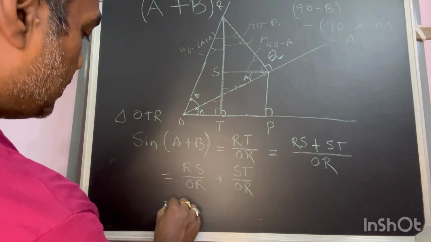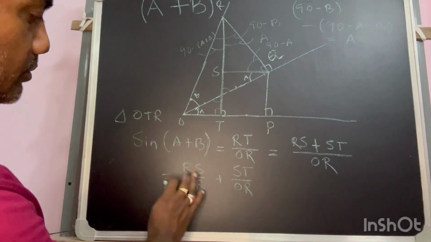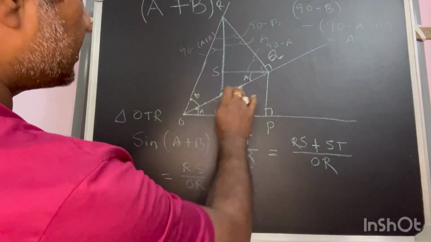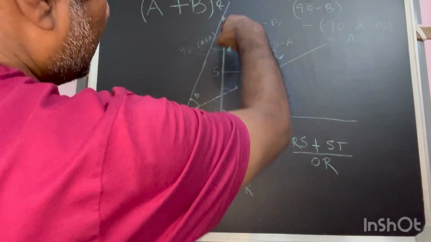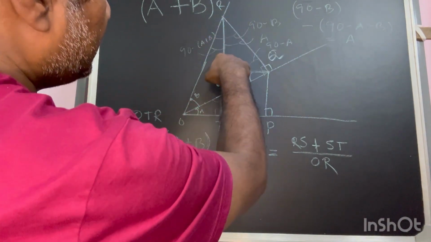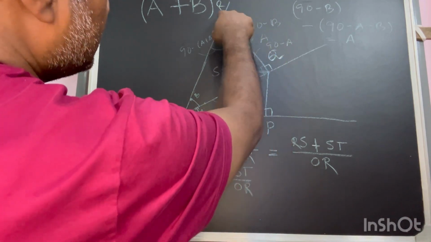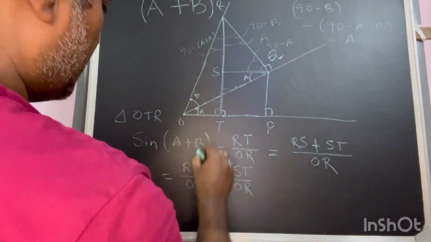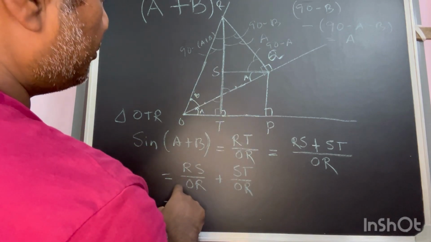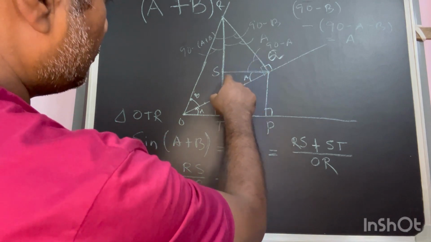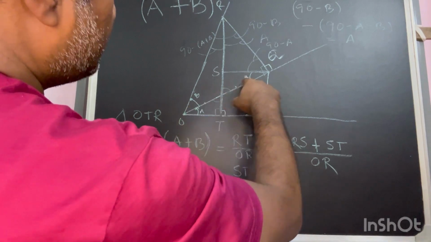Now I have to arrange it in such a way that I will get some ratios of the triangles available here. So how will I do that? RS is available in this triangle. So if I consider this triangle, RS, I will bring something which will be arranged with OR also. OR means this one. So OR is also coming in this triangle.